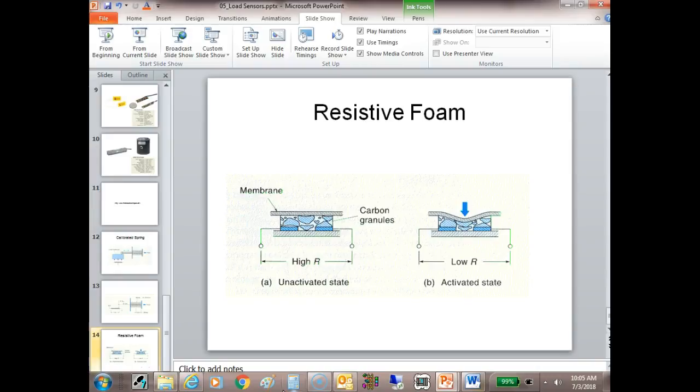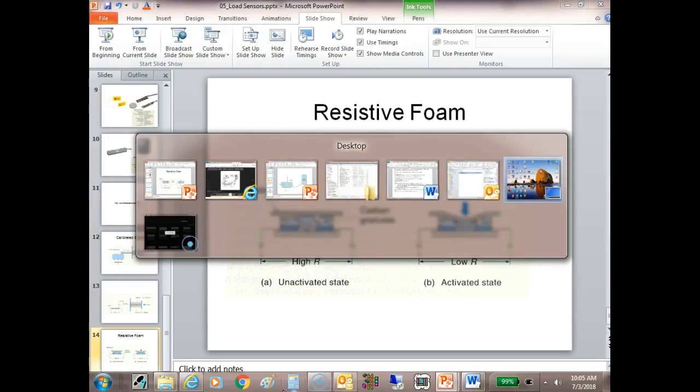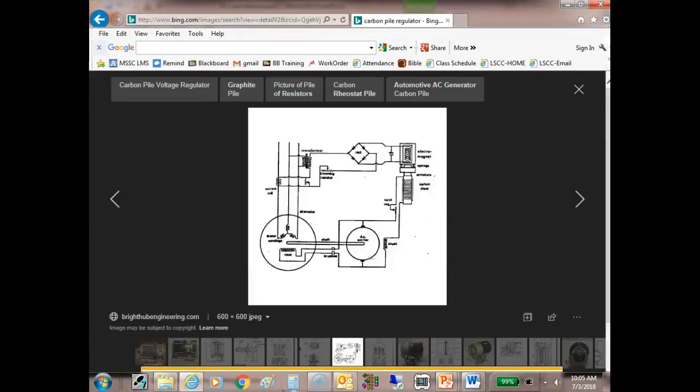So what we're doing here, guys, is this is my resistive foam. Oops, okay.